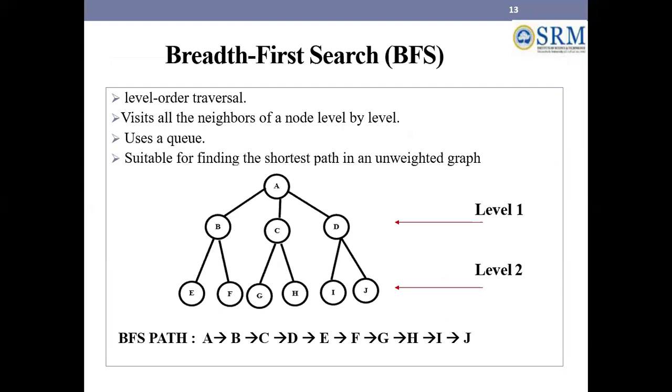Then what is breadth first search? Searching the element level by level. One level, then next level. Start at A, then visit all adjacent of A. So in DFS, we are visiting only the first adjacent, only one adjacent at a time. But in the case of breadth first search, visit all the adjacent of a particular node. That is level 1: A, B, C, D. The next level: E, F, G, H, I, J. This is the order of traversal in breadth first search.